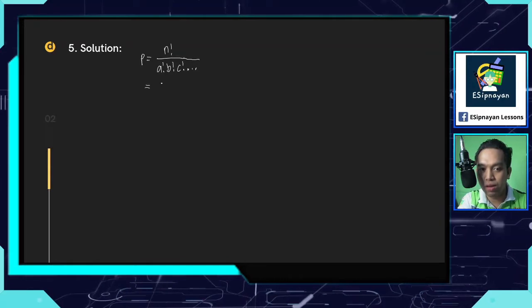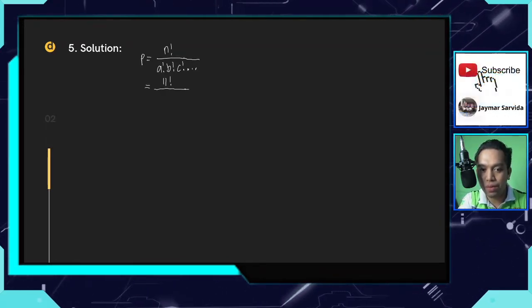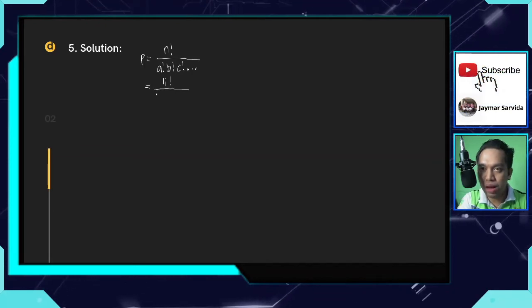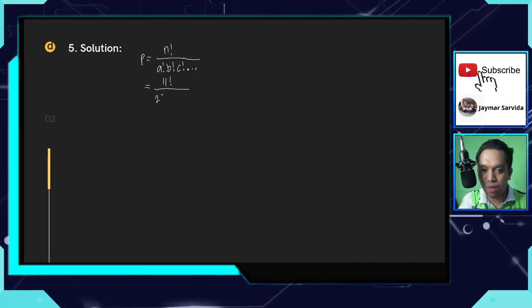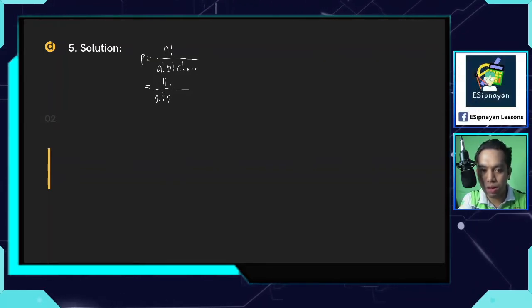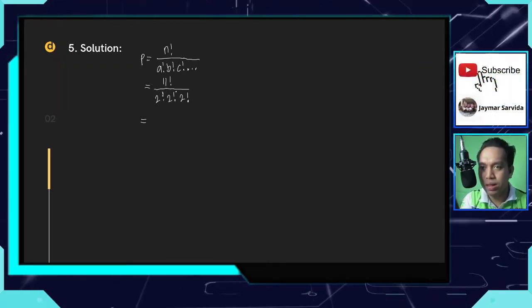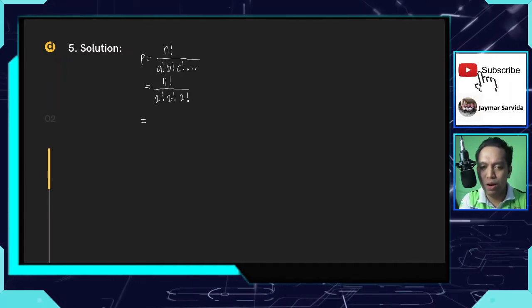So, ano ba yung value ni n? 11. So, 11 factorial over yung value ng ating m, which is 2. So, 2 factorial tayo dito. Then, yung ating a, dalawa din. So, 2 factorial. And yung ating t, 2 factorial also. Pwede naman natin siyang i-expand, pero wag na. Diretso na tayo. Pwede kang gumamit ng calculator.